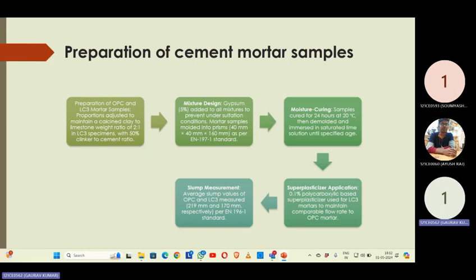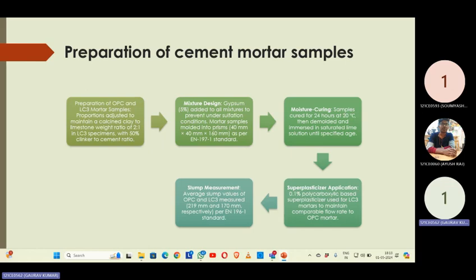In this step, gypsum was added to all mixtures to prevent undersulfation conditions. Mortar samples were molded in prisms of size 40 mm by 40 mm by 160 mm, as per EN 197-1 standard. Next step is moisture curing. In this step, samples were cured for 24 hours at 20 degrees Celsius, then demolded and immersed in saturated lime solution until a specified age. Next step is superplasticizer application.